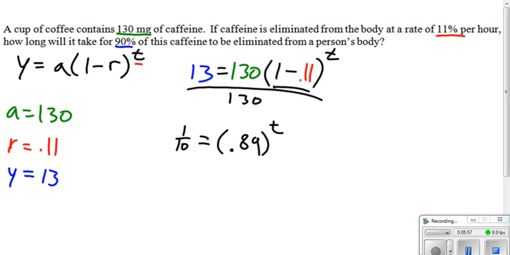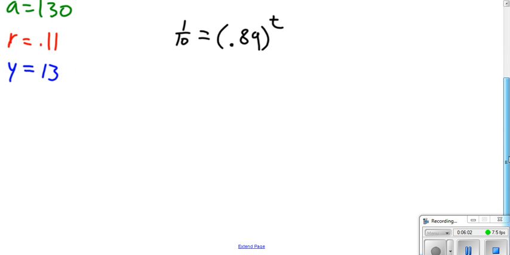Now here's where our properties of logarithms come into play. We can either use log or we can use natural log to solve this. I'm going to use natural log because I usually think of natural log as more of our growth and decay function, so we'll use that one. So we'll take the natural log of both sides. Natural log of 1/10, or 0.1, equals the natural log of 0.89 to the power of t.